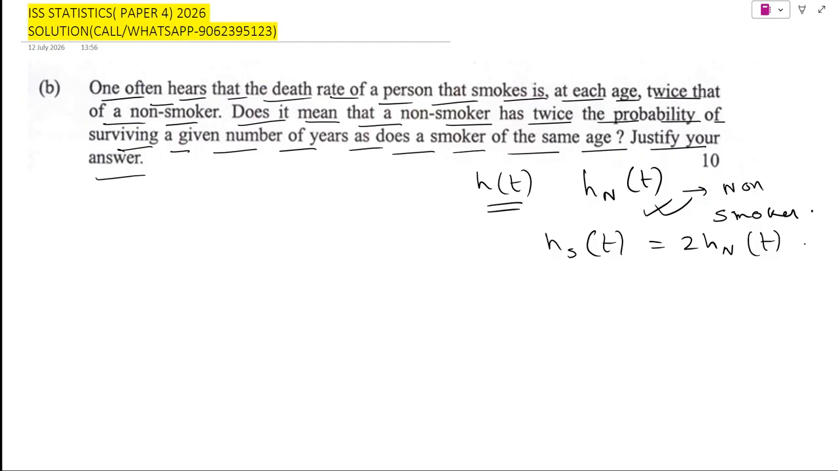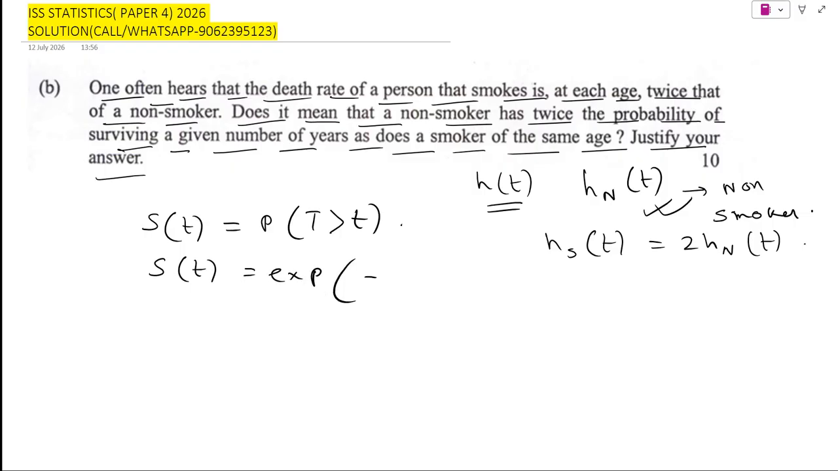Now, let us revise an important theoretical result. The survival function is given by the standard relationship between the hazard and the survival. So remember this formula. It appears repeatedly in the examinations. Now since h_S(t) is 2 times h_N(t), we substitute this into the survival formula.